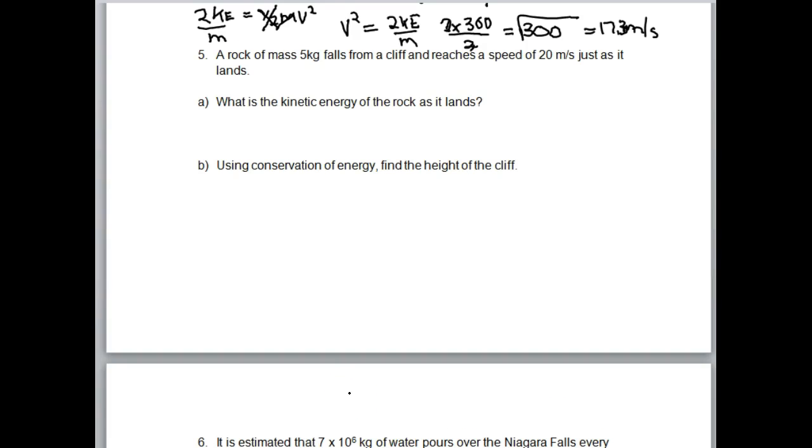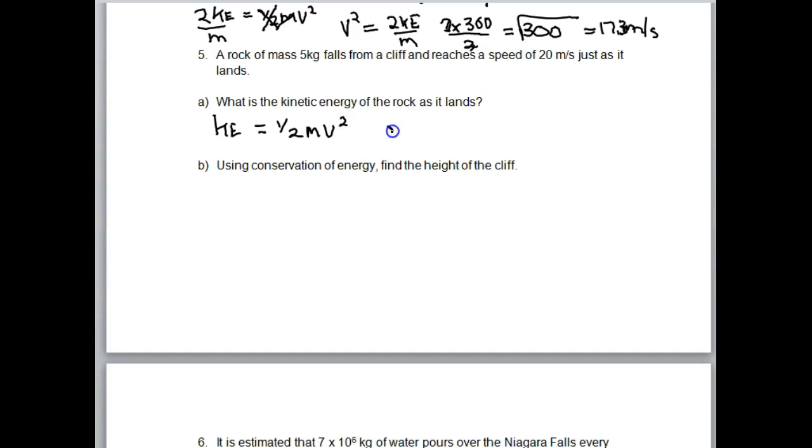Question number 5 involves kinetic energy. If you look at the question, it looks quite complex, but usually the first part is something you can calculate fairly easily. Remember to always write your equation down: kinetic energy is equal to a half times m times v squared.